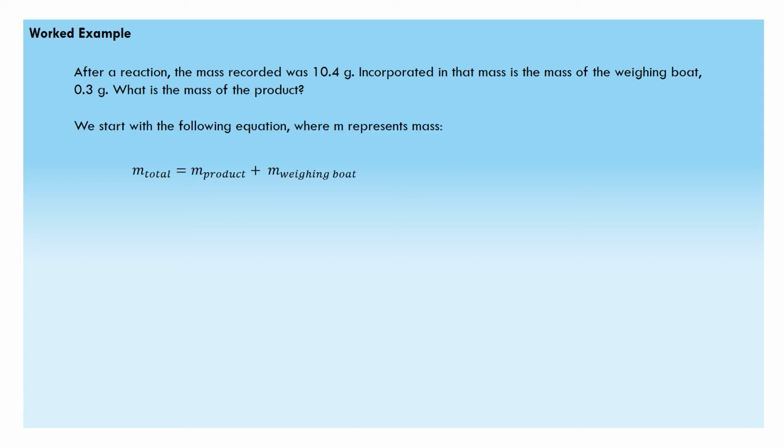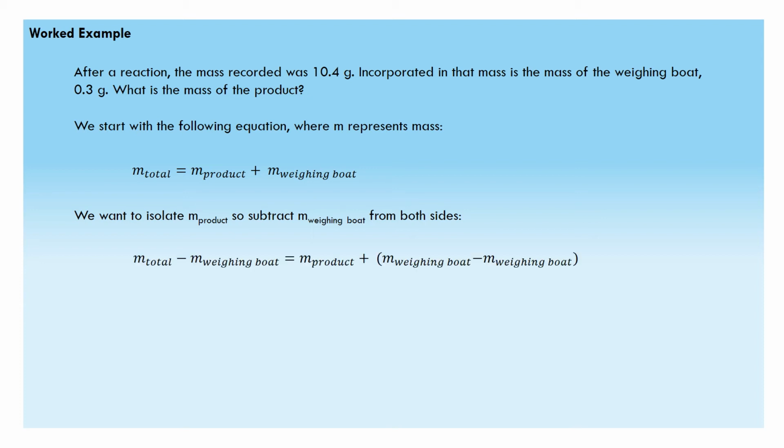So we start with the following equation where m represents the mass. So the total mass is equal to the mass of the product plus the mass of the weighing boat. And we want to isolate m product. We want to know the mass of our product. So what we've got to do is subtract the mass of the weighing boat from both sides. So m total minus the mass of the weighing boat, and we have to do exactly the same to the other side of that equation.